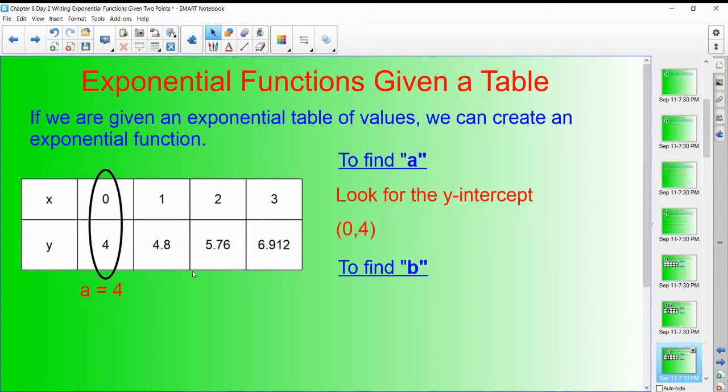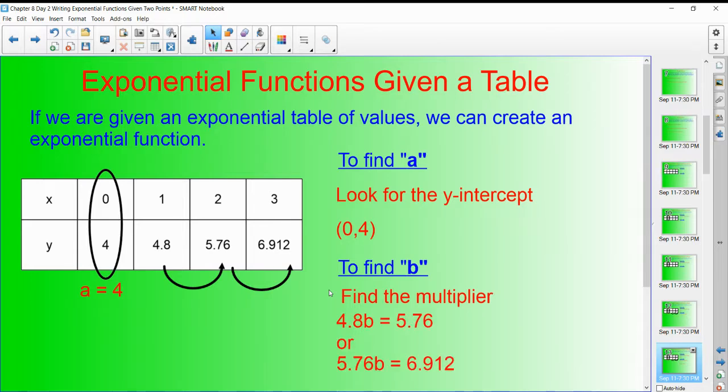Now my multiplier, I got to find. So from one step to another, I multiply by a value. And you can pick any two steps. So from 4.8 to 5.76, take one step. So 4.8 times b is 5.76. Or I can use 0.2 to 0.3. So 5.76 times b is 6.912.